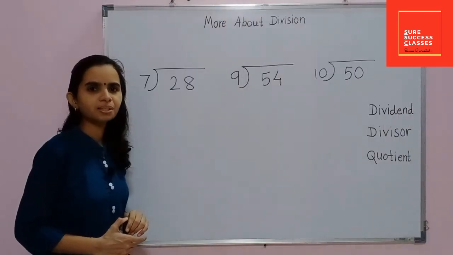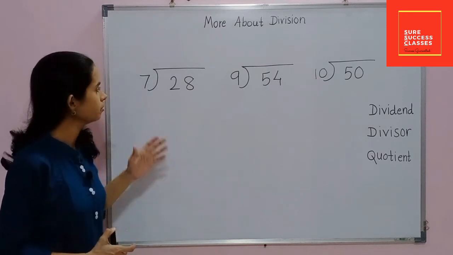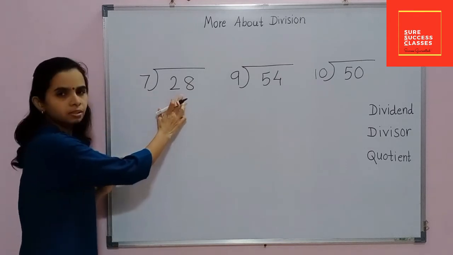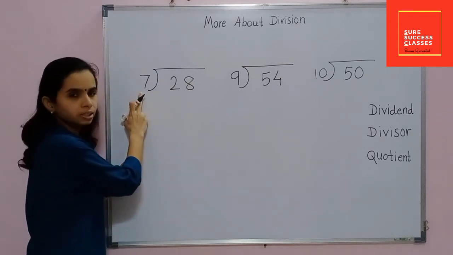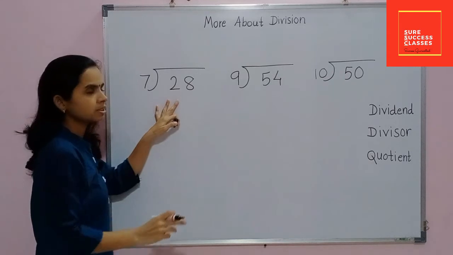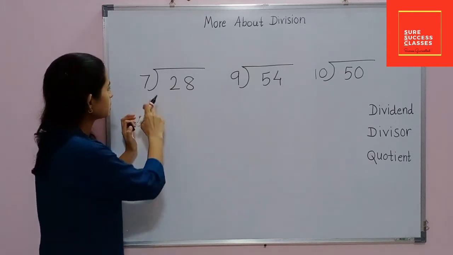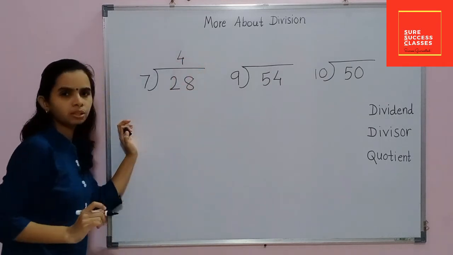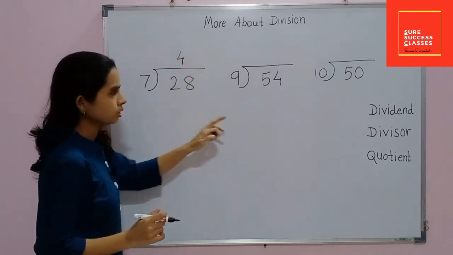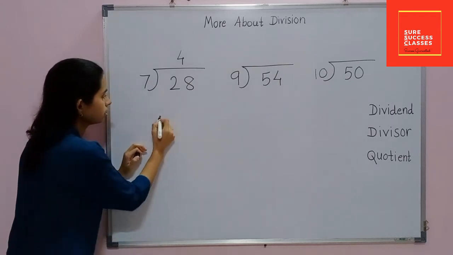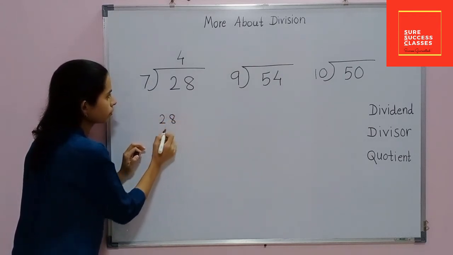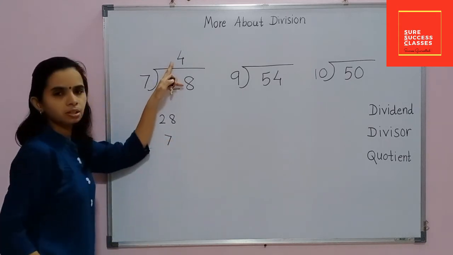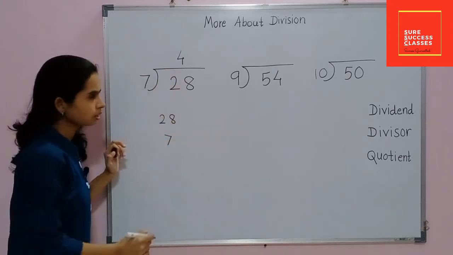Let's clear the concept of the long form of division with these examples. In the first example, this is the dividend. 7 is the divisor. And the result of this division is 7 fours are 28. This 4 is nothing but the quotient. So here we will write: dividend is 28, divisor is 7, and the result of division, that is quotient, is 4.